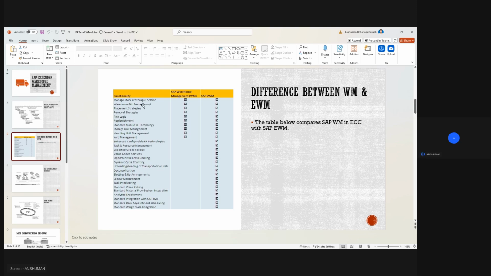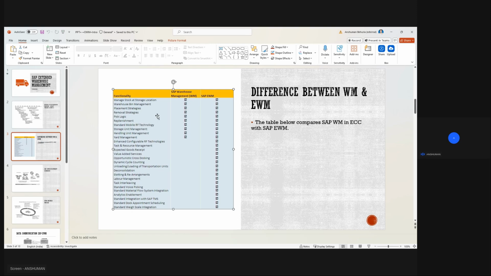It means once your stock is running out, you have to refill it. Inside the warehouse there are certain locations, and a certain amount of your material needs to be there. For that there will be some replenishment methods, and those are available in the SAP WM system. RF technology, we have already discussed.